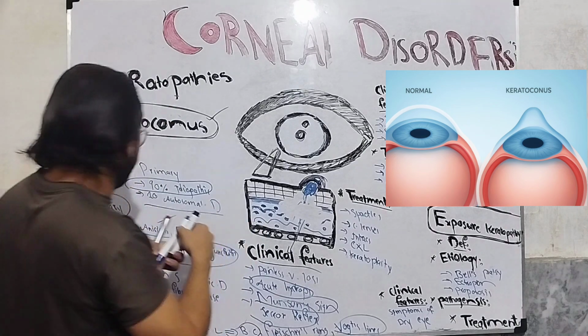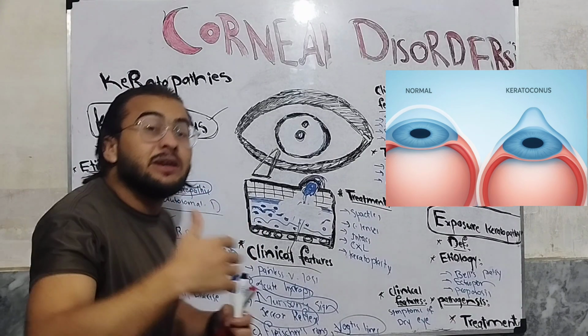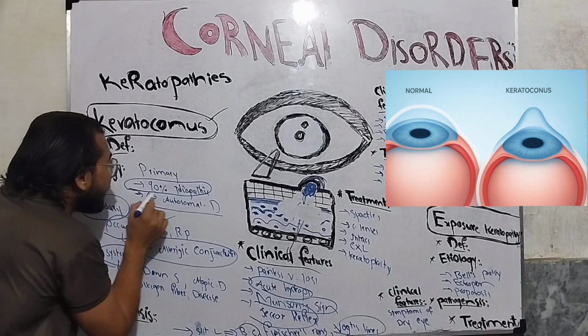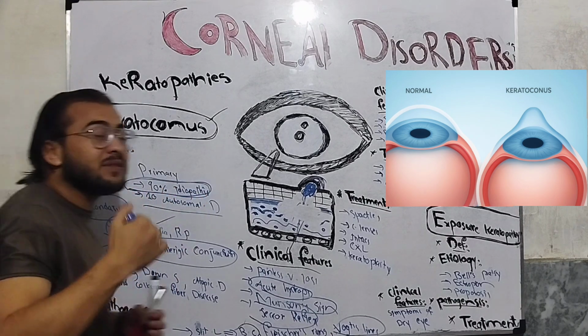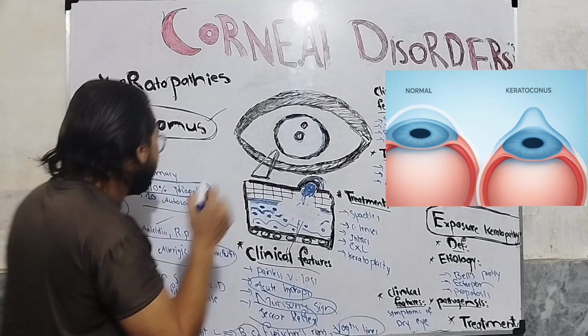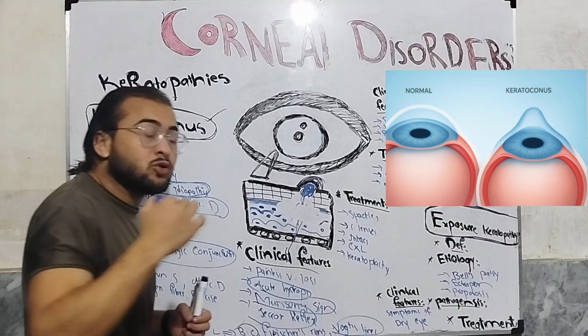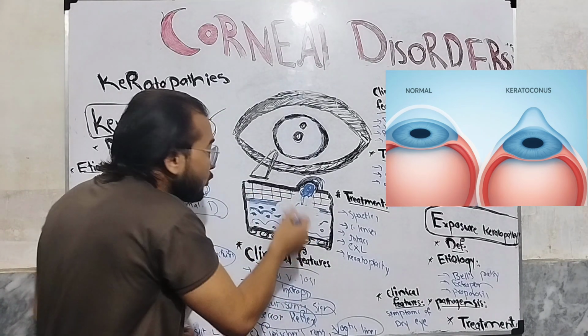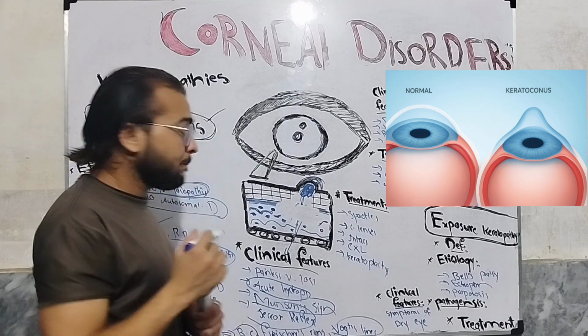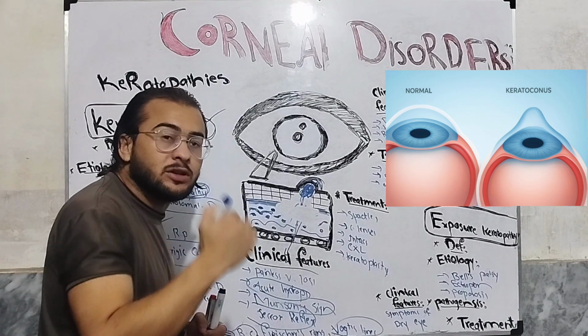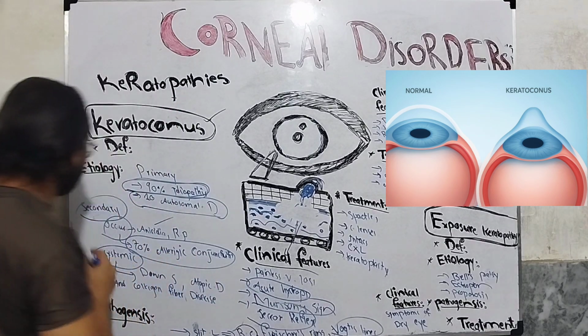The etiologies: keratoconus can be primary and it can be secondary. The primary keratoconus is 90% idiopathic. We don't know what the exact cause is. And in 10% of cases, it is autosomal dominant, with alteration in collagen fibers and in other genes. So basically, it is a collagen fiber disease.